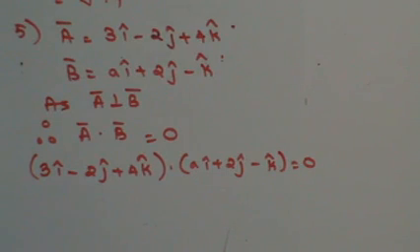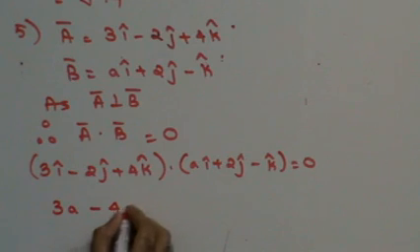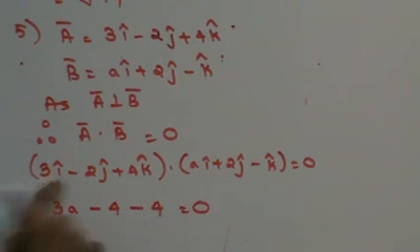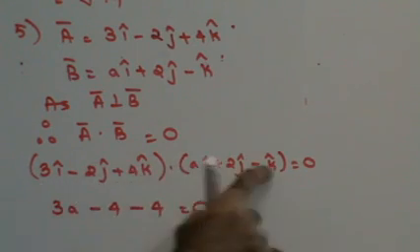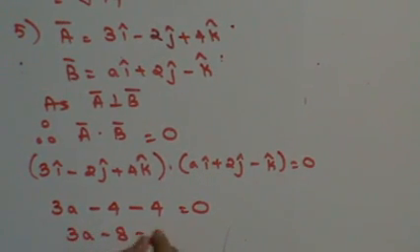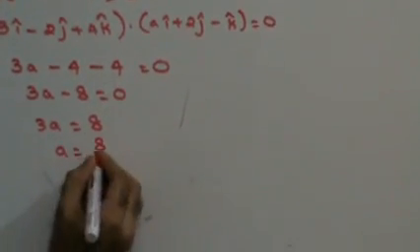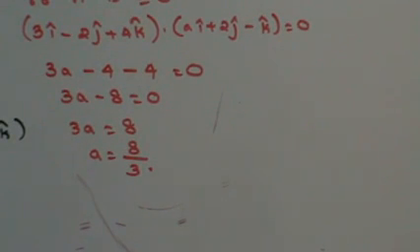Now, how do you find dot product? You have to multiply the similar direction magnitudes. So this will be 3 into a, minus 2 into 2, that will give you minus 4, 4 into minus 1, minus 4. Right? So I'll get 3a minus 8 is 0. 3a is equal to 8. a is equal to 8 upon 3. Right? Take out the next one, please.